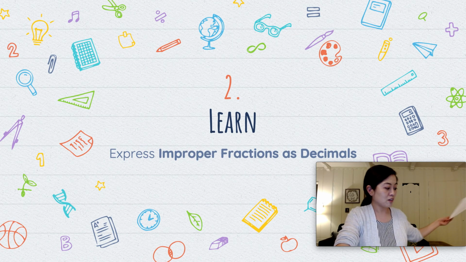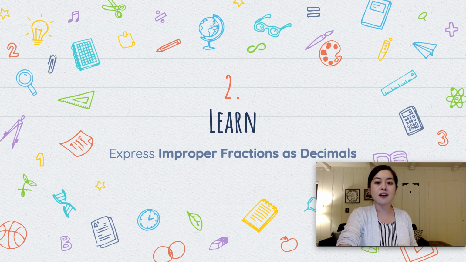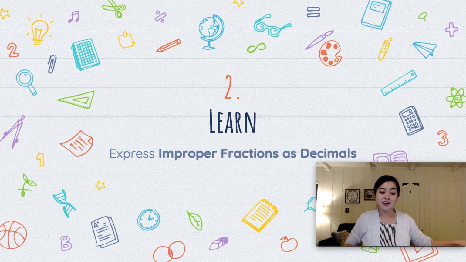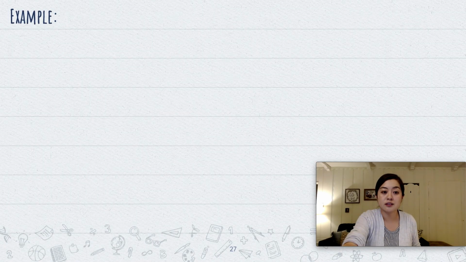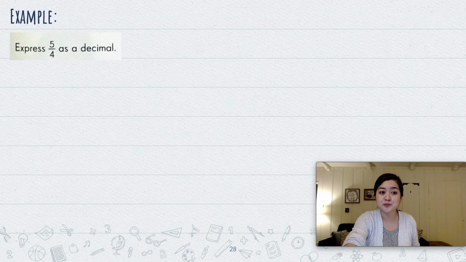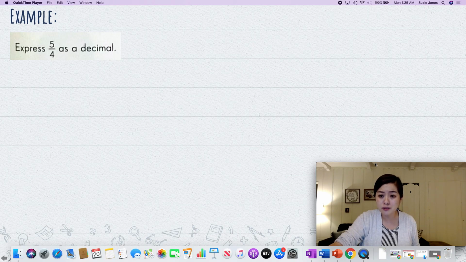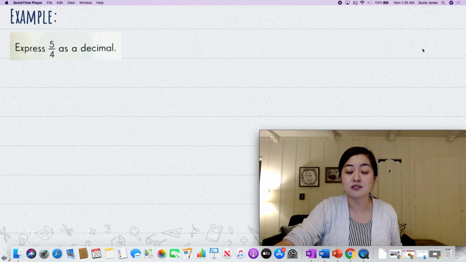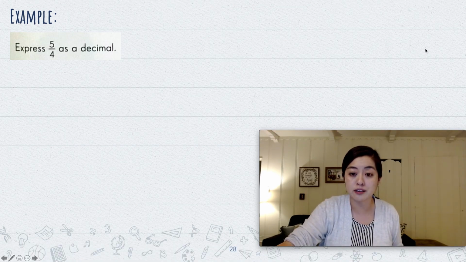Alright, so now we're going to express improper fractions as decimals. Do you remember the definition of an improper fraction? It's when the numerator is greater than the denominator. So let's look at this example. We're going to express 5/4 as a decimal, and I'm just going to make my video a little larger so you guys can see my whiteboard a bit more clearly.